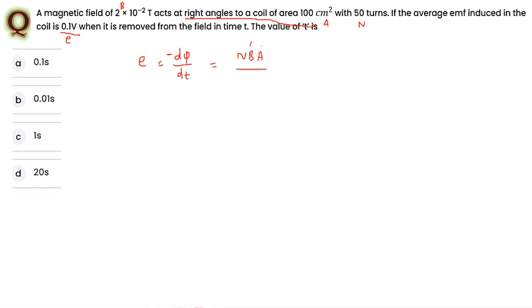So this one and this one only. Say from this one, I just mentioned as T here. From here, the E value they have given here is 0.1 volt, and the number of turns here is 50, and the B value they have given here is 2 into 10 power minus 2, and the area here is 100 centimeter square. I just mentioned here 10 power minus 4, whole divided by T.